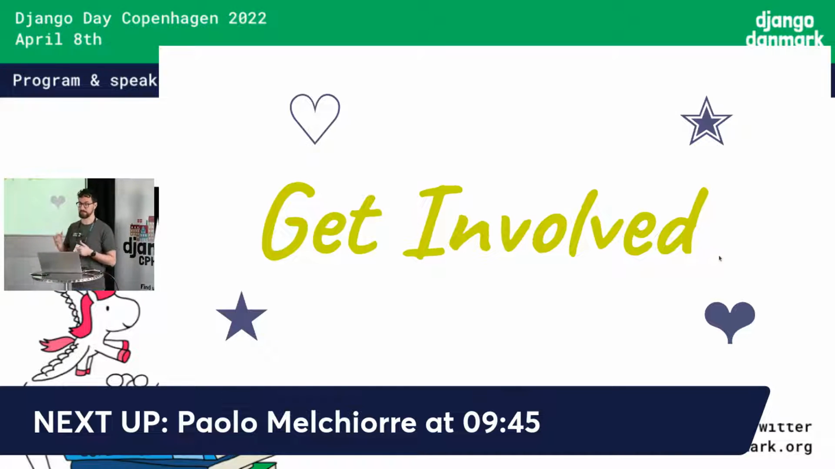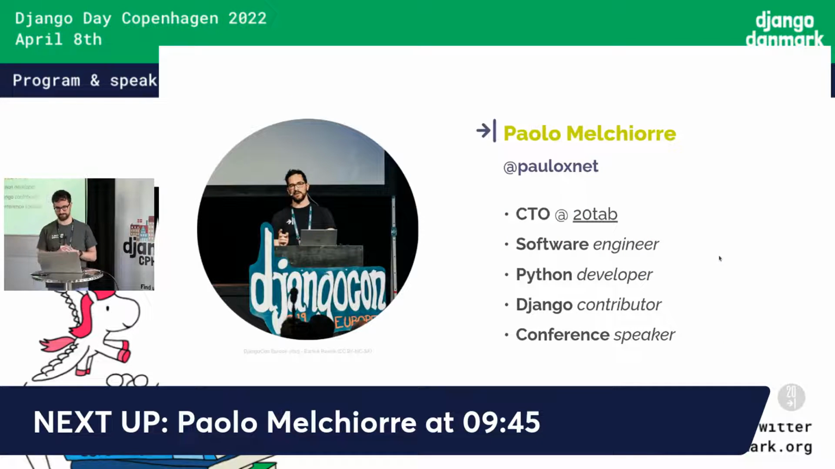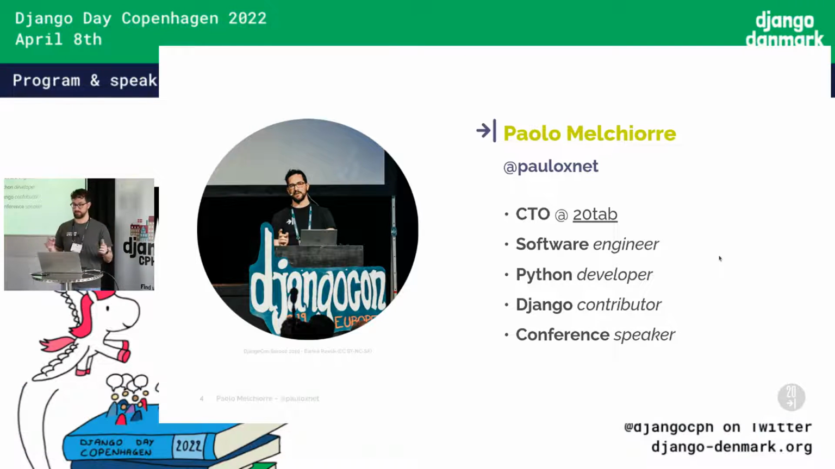But first, it seemed my duty to introduce myself. I'm Paolo Melchiorre. I'm the CTO of 20Tab, a Pythonic software company based in Rome. I'm a software engineer and a long-time Python backend developer. After using Django for a few years, I became a contributor to the project. I've always loved attending conferences, and over the years, I've become a speaker. And this represents me today. But my journey of involvement in Django has been a long one.